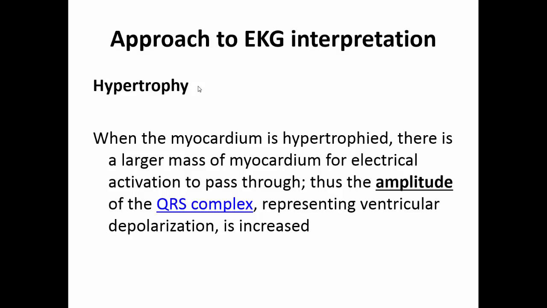When a muscle is thicker, it takes longer for electricity to pass through. So you get a taller QRS complex, because the QRS complex represents ventricular depolarization. So you get this tall QRS because there's more muscle and it takes a little longer for electricity to pass through.